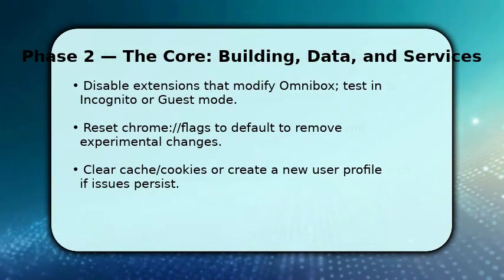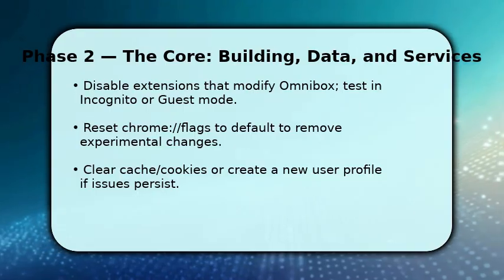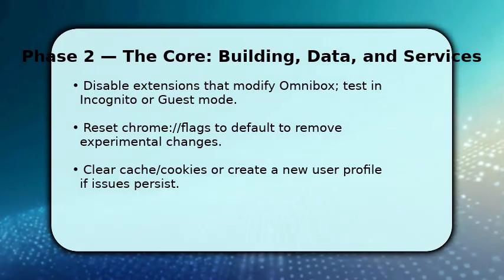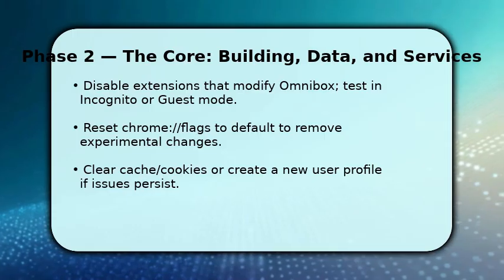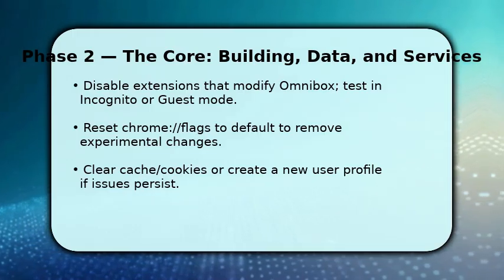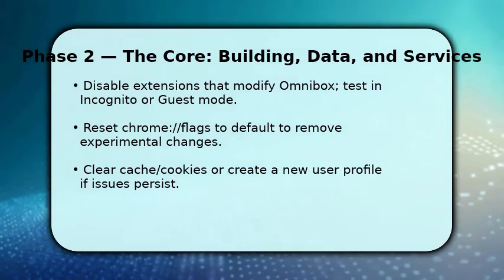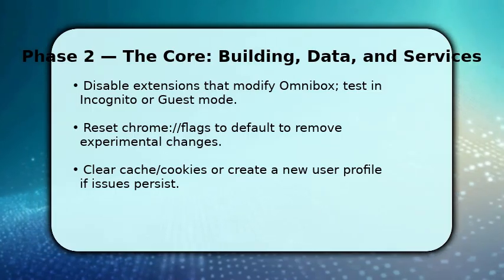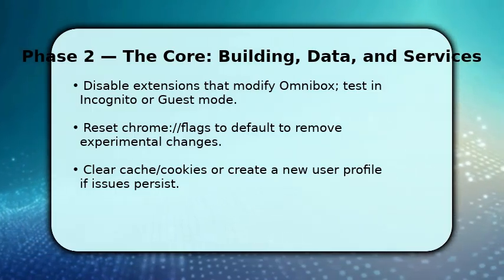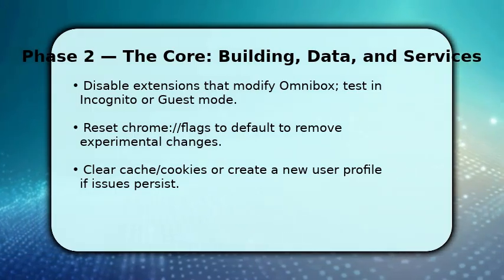Disable extensions that affect the Omnibox, then test with incognito or a guest profile to isolate the issue. Next, open chrome://flags and reset all to default. Experimental flags can change search bar behavior. Once done, clear cache and cookies to remove stale data.